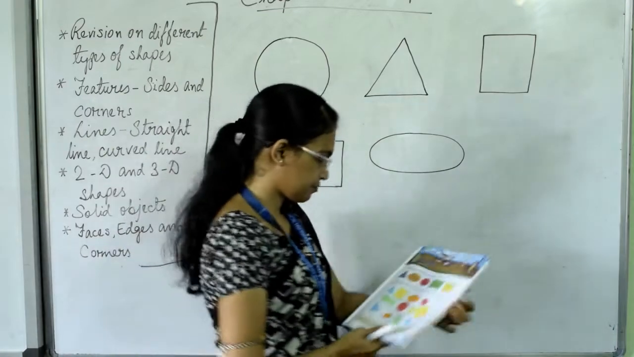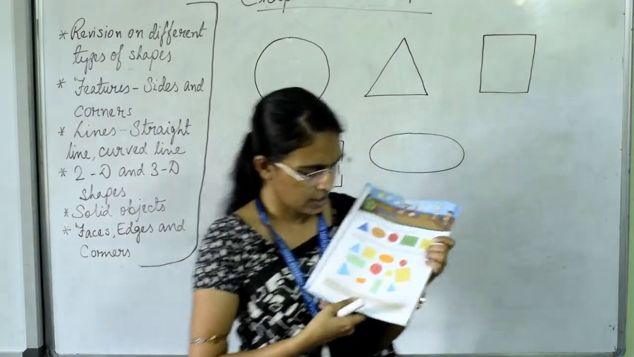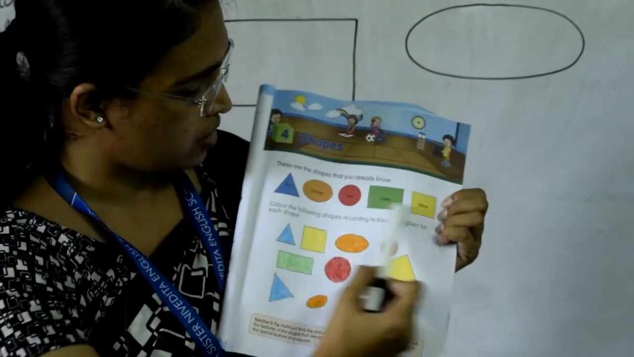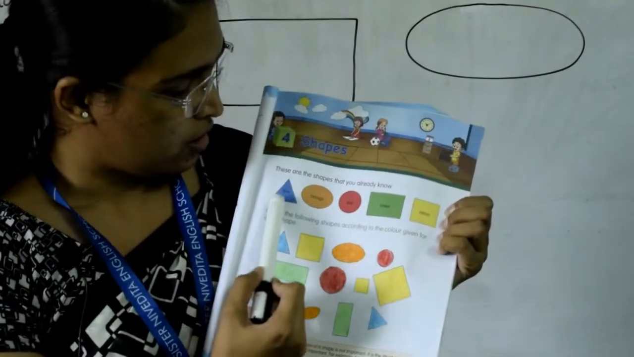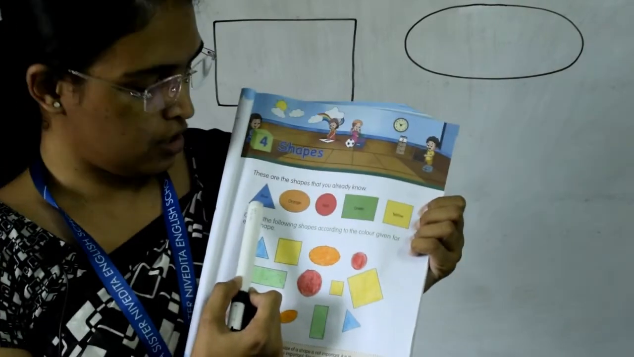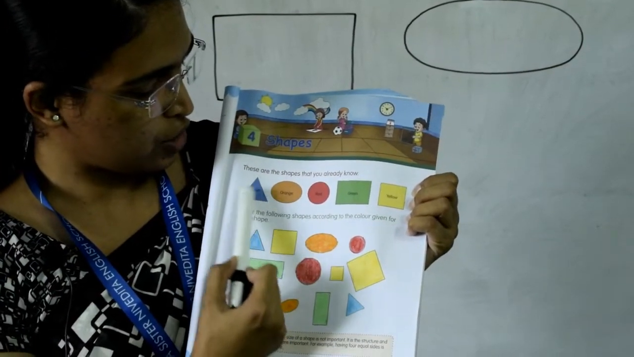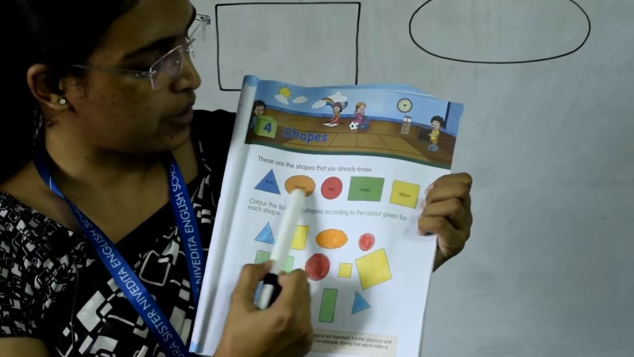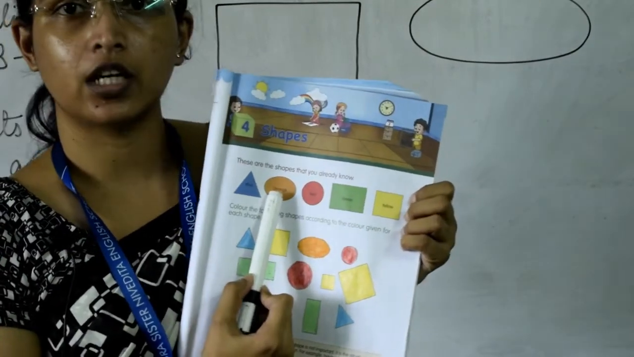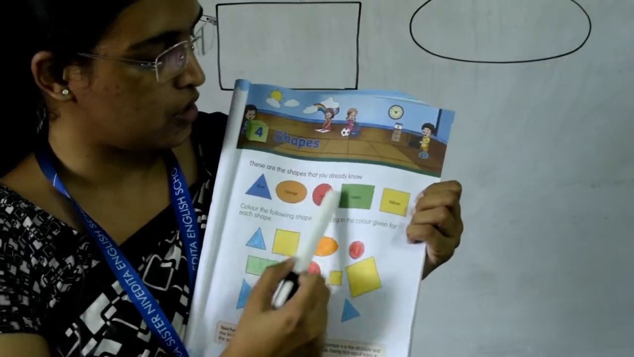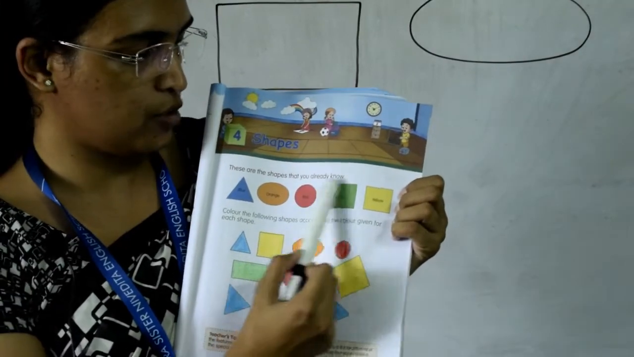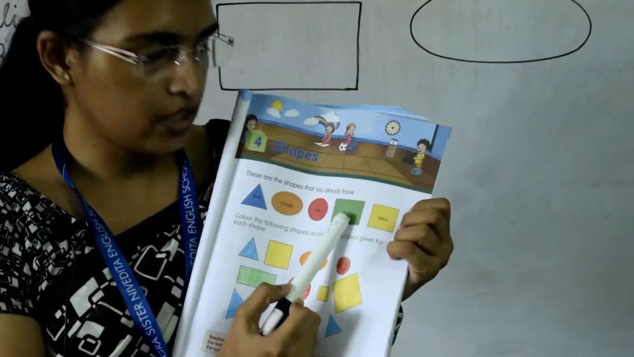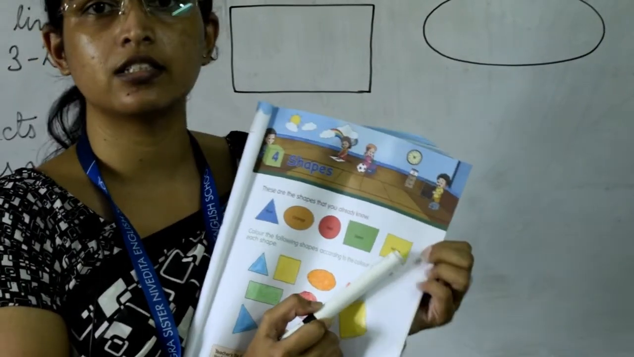Now look here in the first page. Can you see these shapes in different color? This one is triangle, right? So in this shape, which color is written? Blue. This one is oval. Which color is written here? Orange. This one circle is red. Rectangle is green and square is yellow.